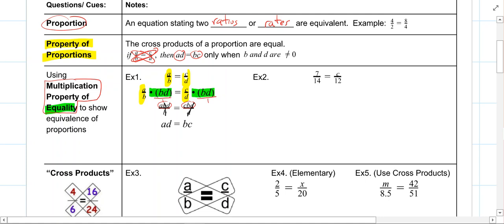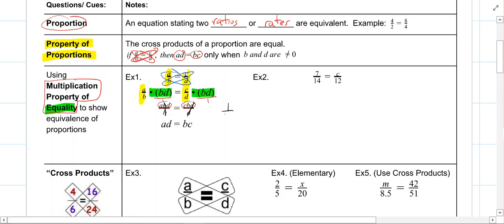And that's proof for this. The cross products. A times D is equal to B times C, and we proved it using the multiplication property of equality. Now, it's a little confusing, I know, but let's put some numbers to it.